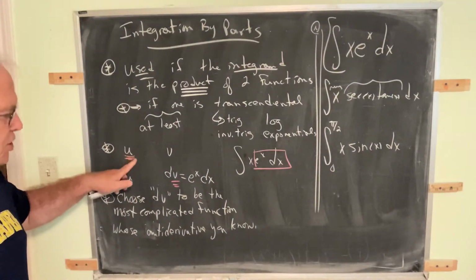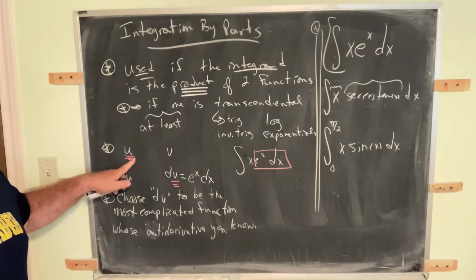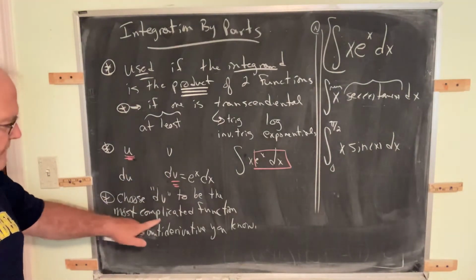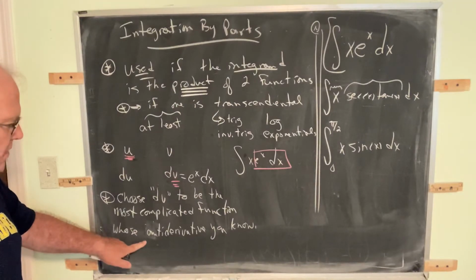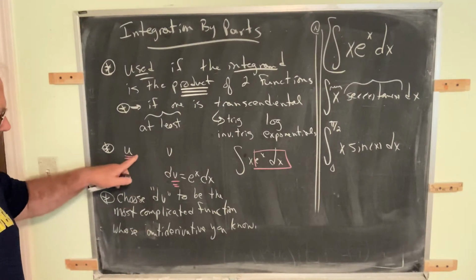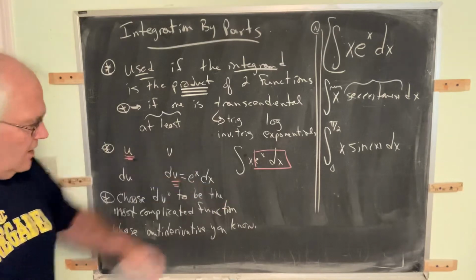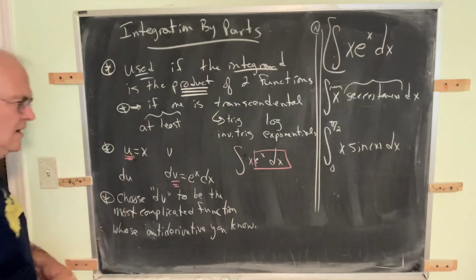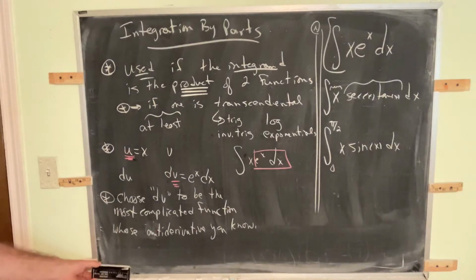You don't need to choose u. You generate it by default because you choose dv to be the most complicated function whose antiderivative you know, and then everything else lumps into u. Well, the only thing left here is x. All right?